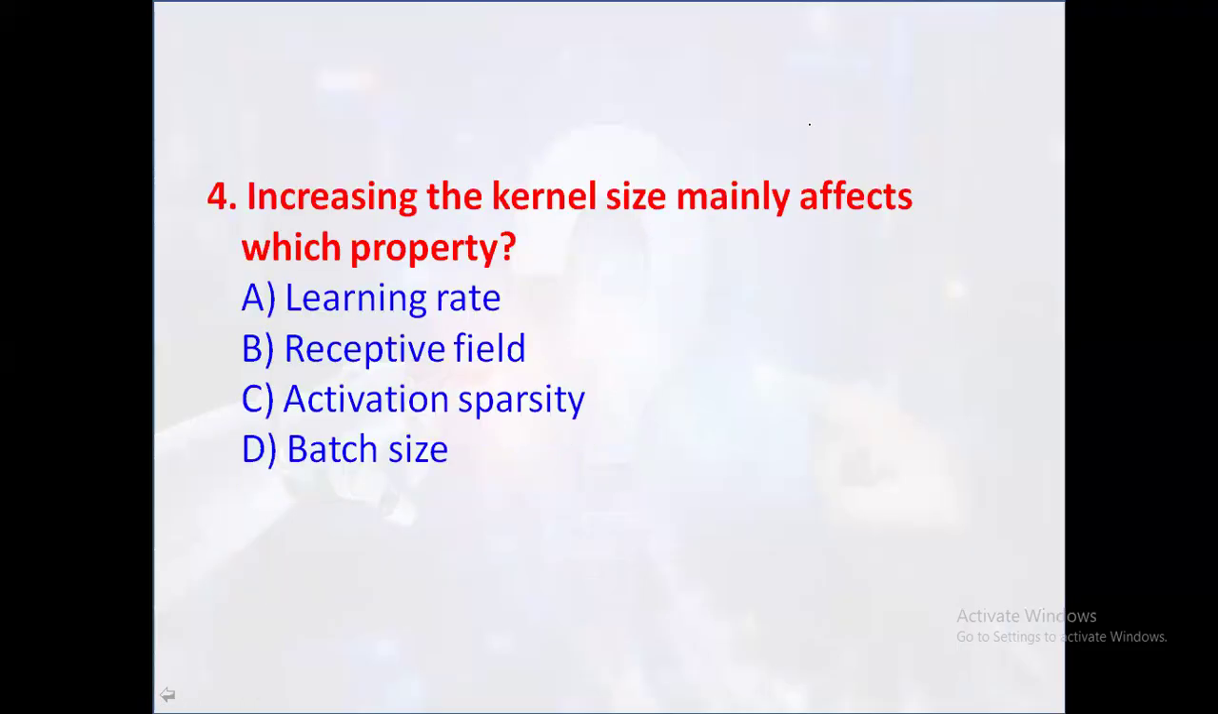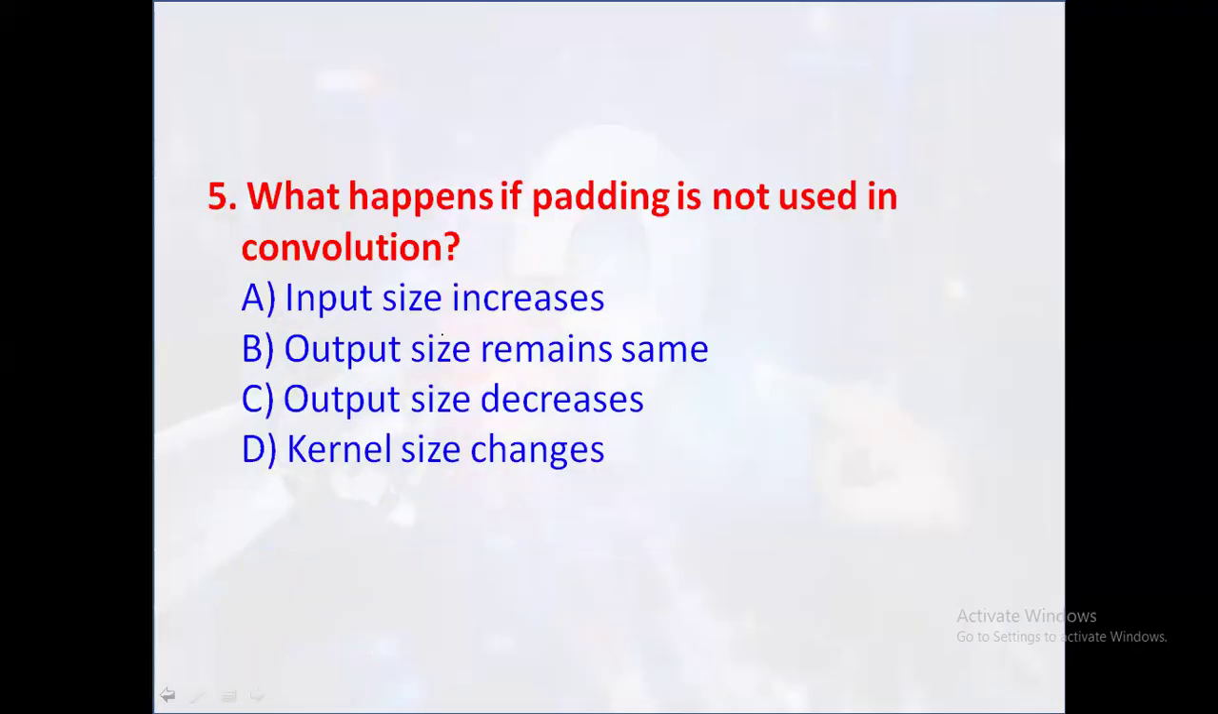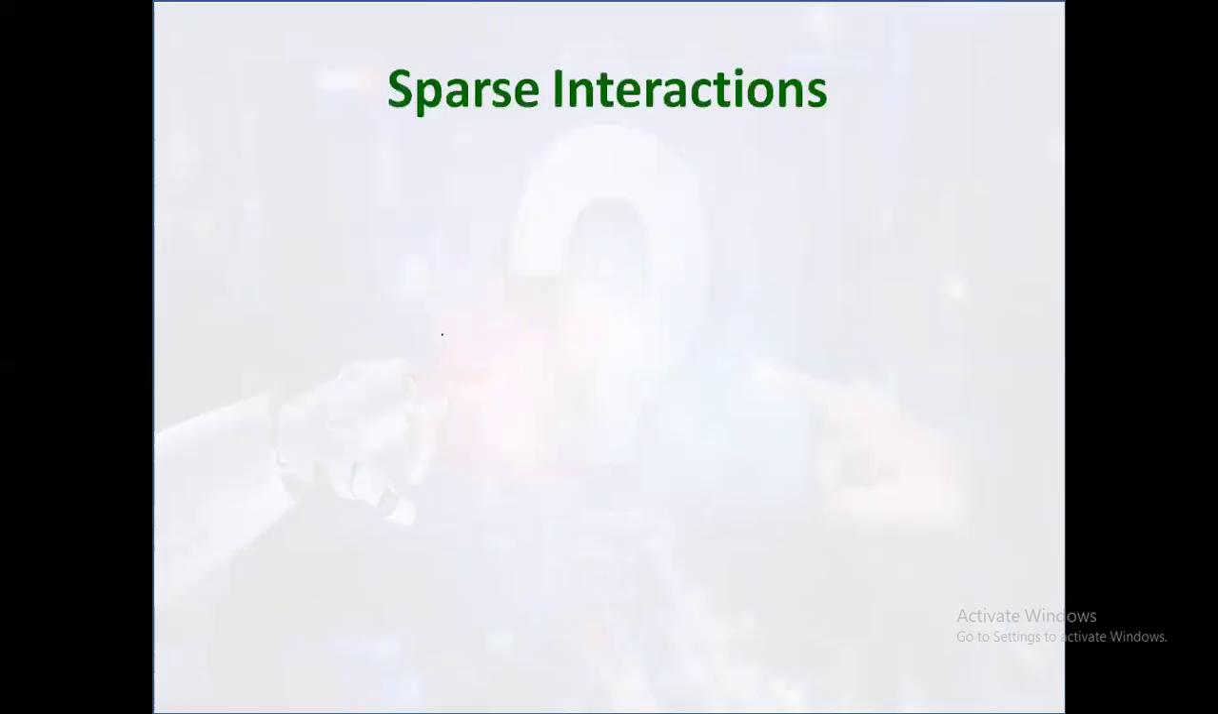Next, increasing the kernel size mainly affects which property? Learning rate, receptive field, activation sparsity, or batch size? The answer is receptive field. Next, what happens if padding is not used in convolution? Input size increases, output size remains same, output size decreases, or kernel size changes. The answer is output size decreases.